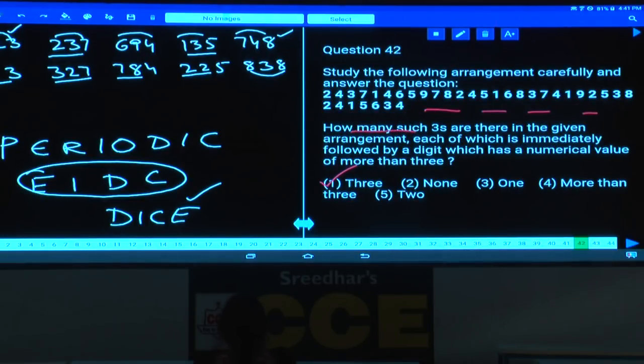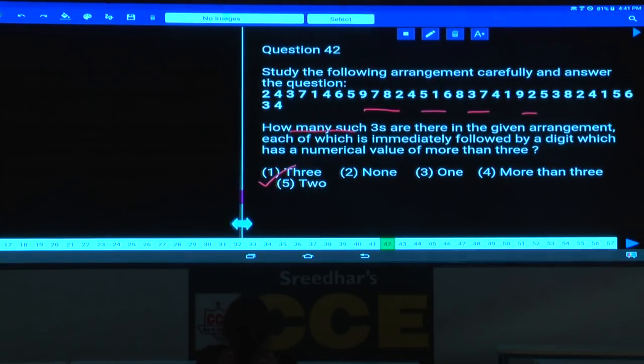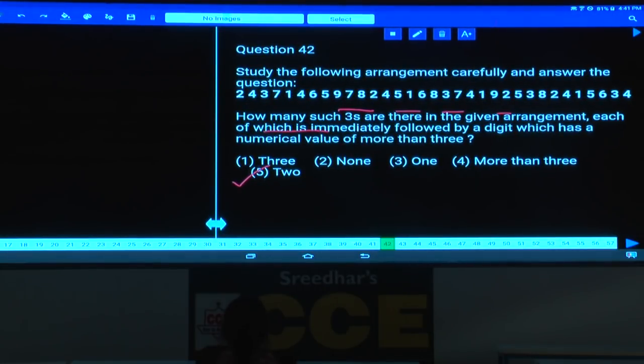Then question number 42 onwards, 42 to 46. Now these questions are based on sequence of elements. All the digits were given. How many such threes? Now the question is about 3. How many such threes are there in the given arrangement, each of which is immediately followed by a digit which has a numerical value more than 3? And the next digit to 3 must be greater than 3. Yes, tell me how many are there.